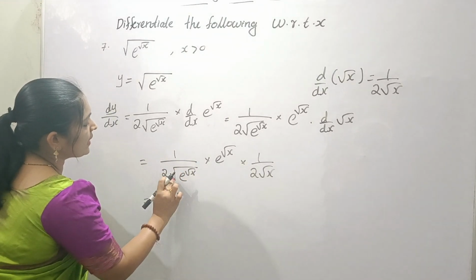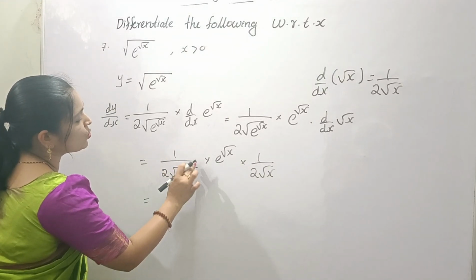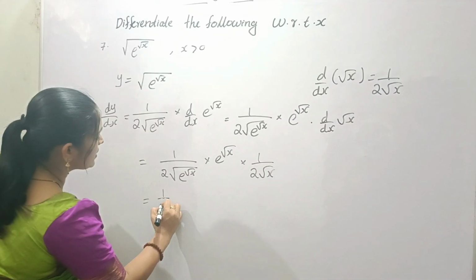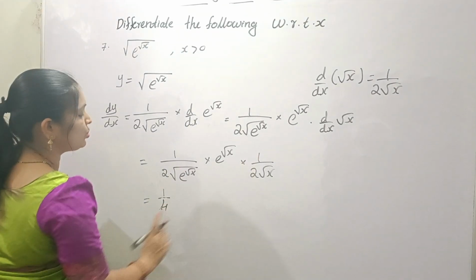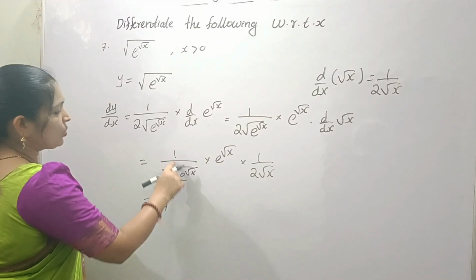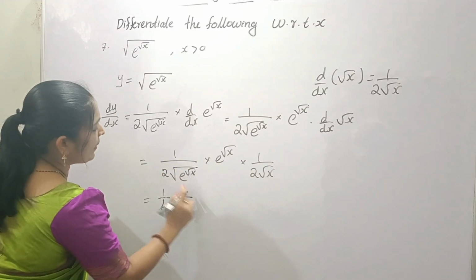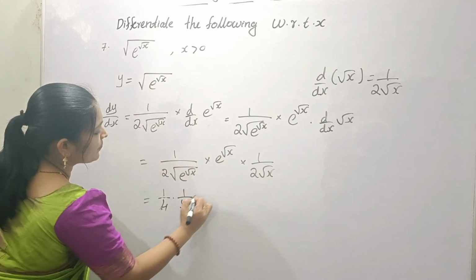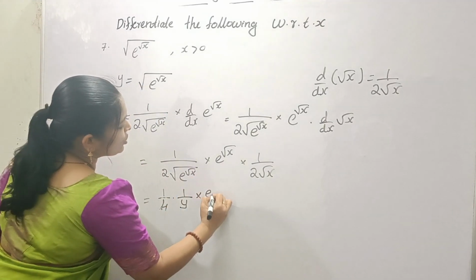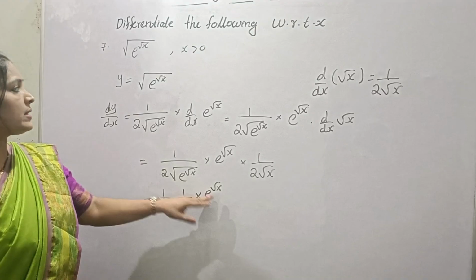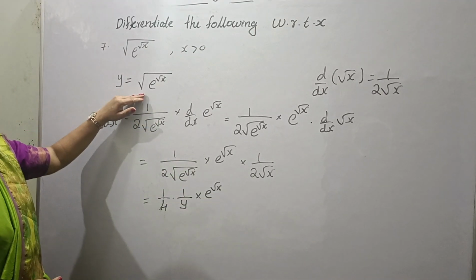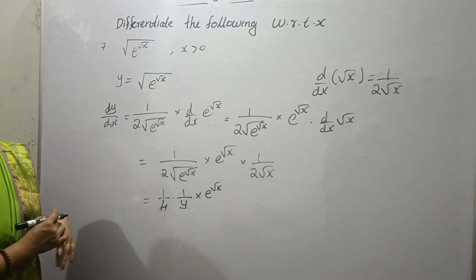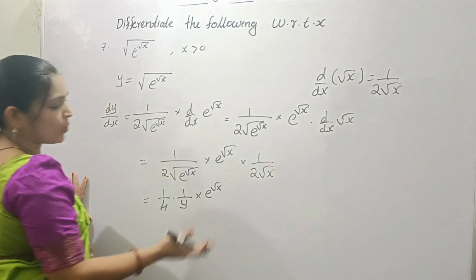Otherwise, see here we can write it is nothing but root of e raised to root x. See 1 by 2, it will be 1 by 4, right? So 1 by 2 into 1 by 2, that is 1 by 4 into, it is 1 by root of e raised to root x is y into e raised to root x. See, this can be written as, it is nothing but y is equal to square root of e raised to root x. So what is y square? e raised to root x, right? So we can write it as y square.